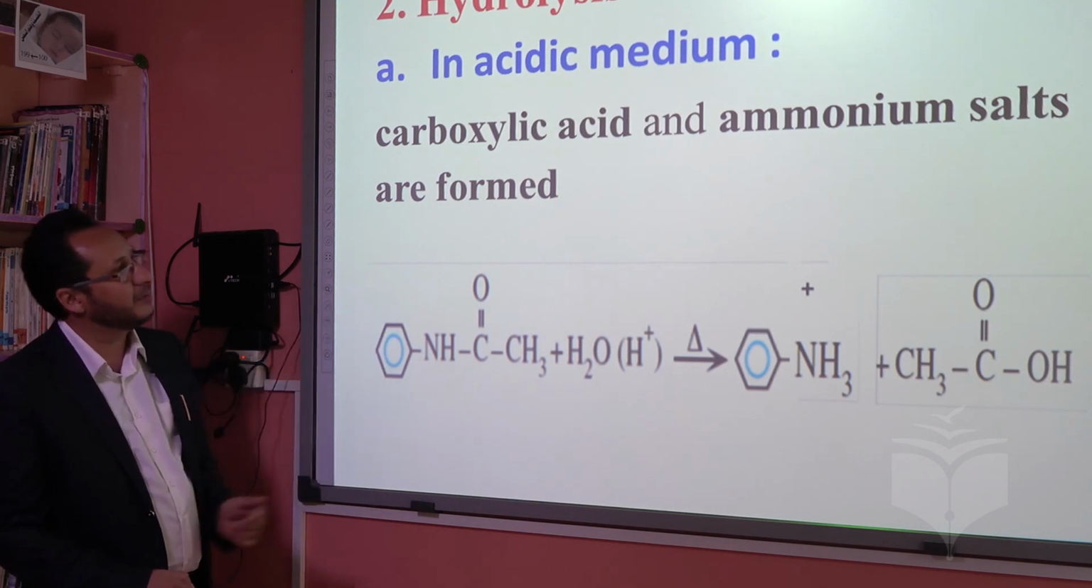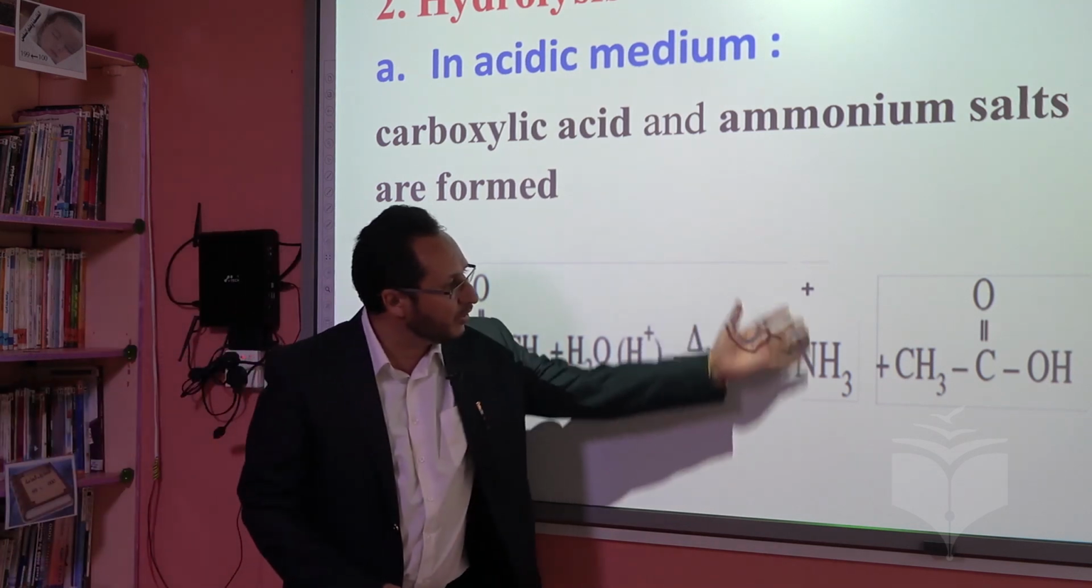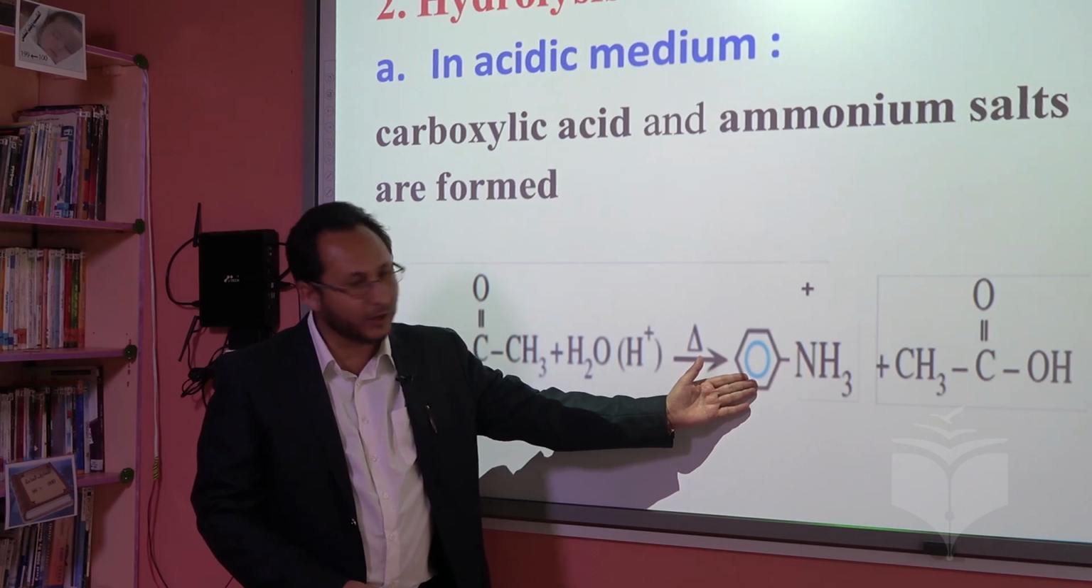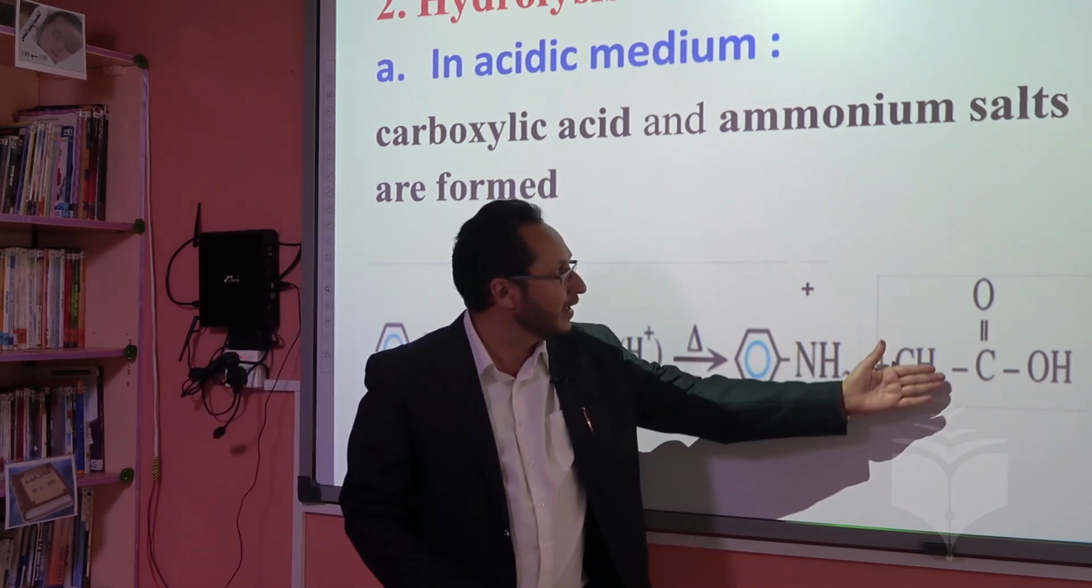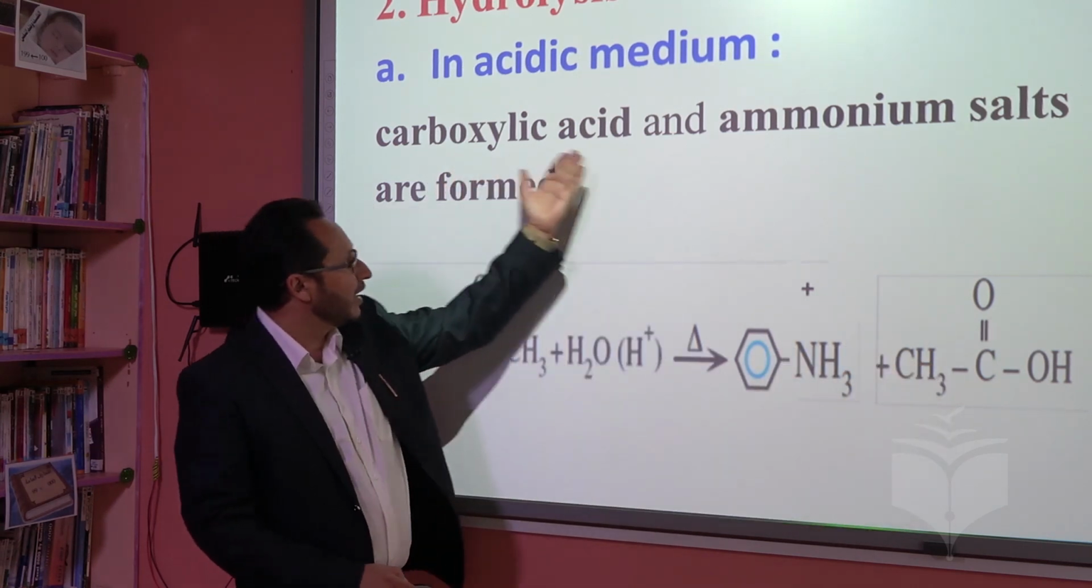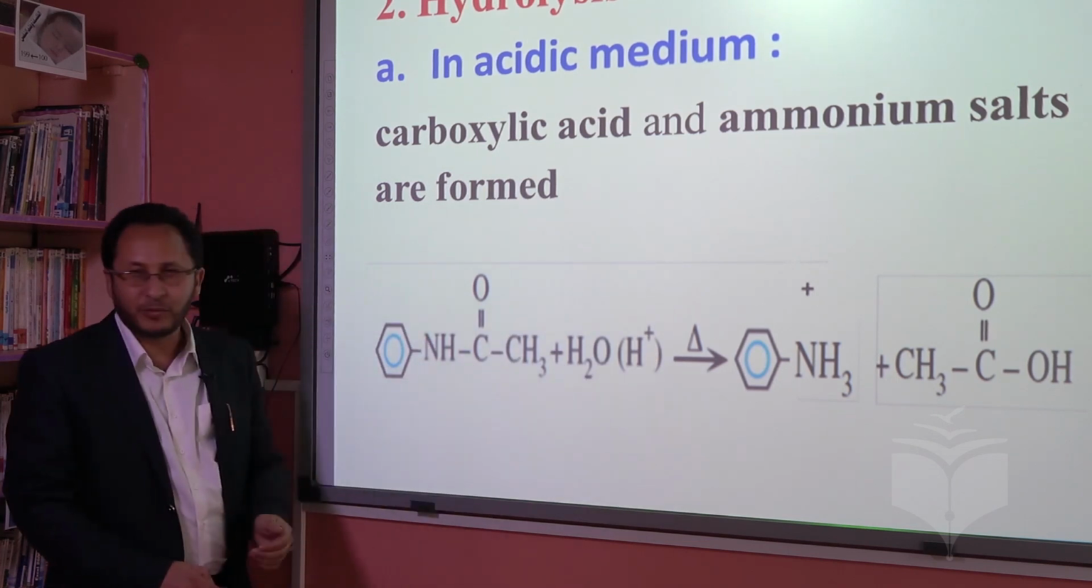This is in the acidic medium, so it gives us the ammonium salt. This one we call the anilinium ion. And this is what? This is the acid. So it gives us carboxylic acids and ammonium salt.